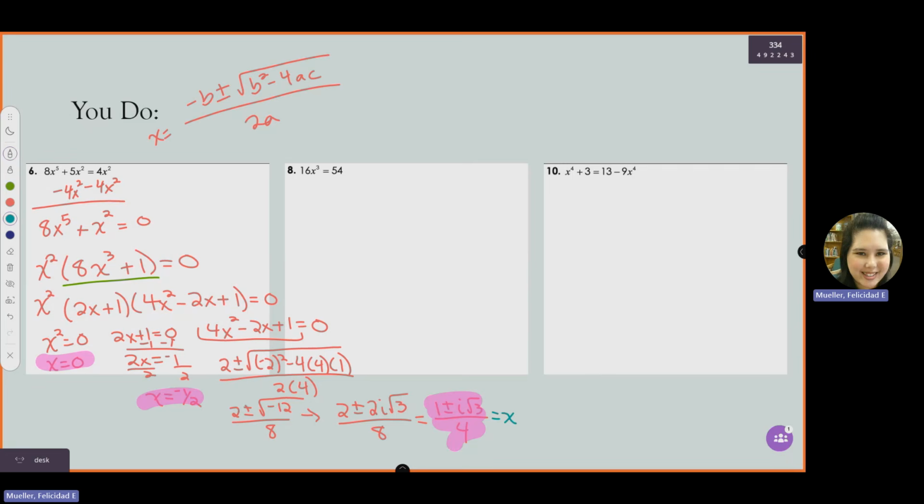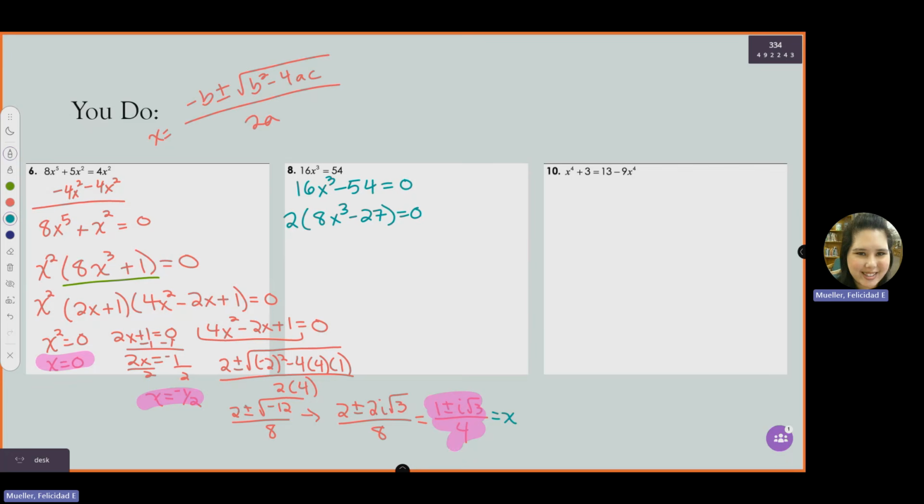So next, going on to number 8. I would subtract 54 from both sides to get 16x cubed minus 54 equals 0. And we're going to go ahead and factor out, I believe, 16. No, we're just going to factor out a 2. We're going to factor out a 2, which would put me at 8x cubed minus 27 equals 0.